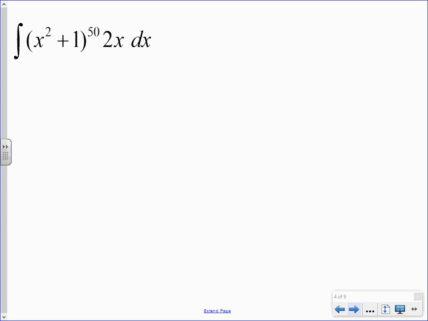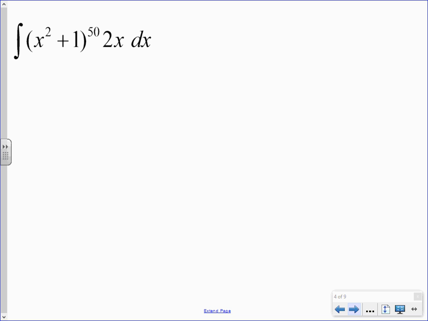Now, I made this a ridiculous exponent because how many of us want to take x squared plus 1 to the 50th power, and then multiply it by 2x, and then take the antiderivative? Cool? No. Nobody wants to do that, okay? That would take way too much time and effort. But until u substitution, that would be the only way we could do this problem, to multiply it all out so we could use the power rule, okay? But now we have u substitution.